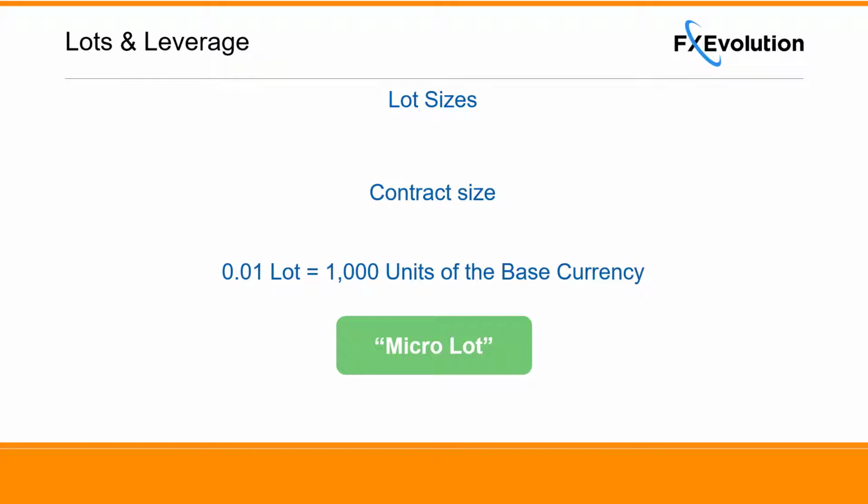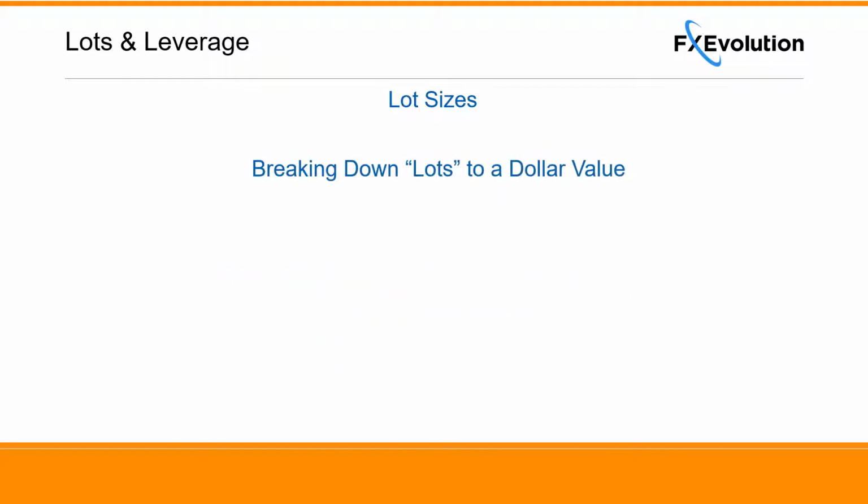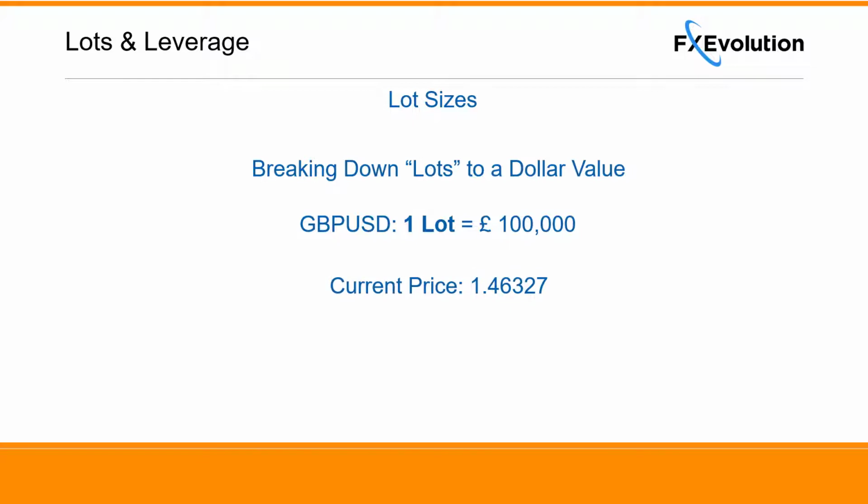Let's now break down lots to a dollar value. The example that we can see on the screen shows the Great British Pound US dollar. If we were to try and buy one lot of the Great British Pound US dollar, we would require 100,000 British pounds. Let's say the price was 1.46327 on the Great British Pound US dollar quote. This would mean that to buy one lot of the Great British Pound, you would need to provide $146,327 US dollars to open the position.